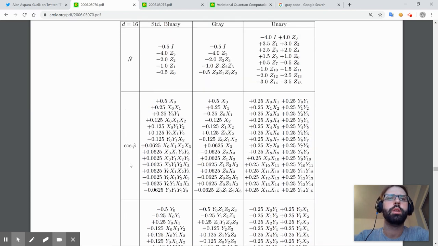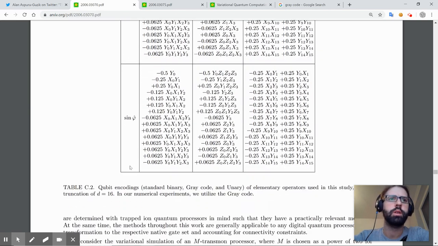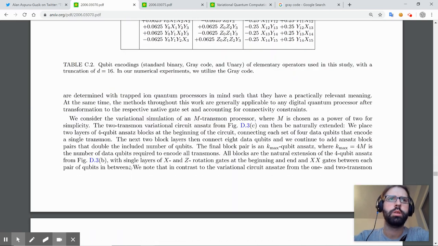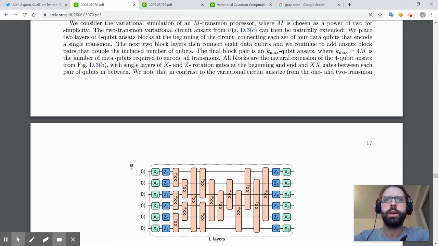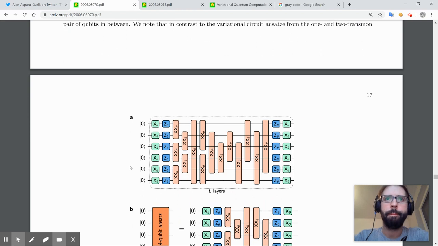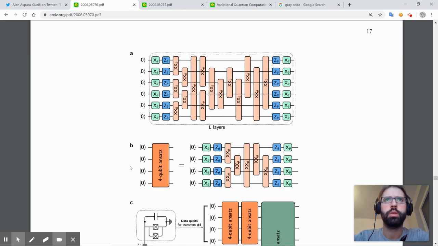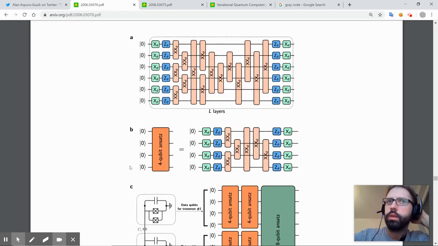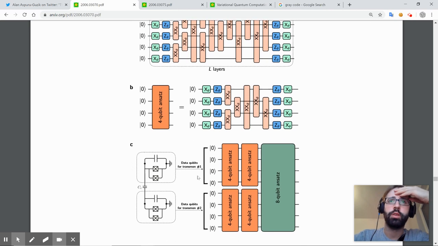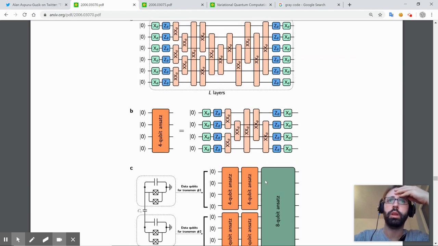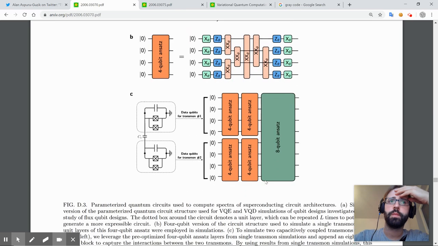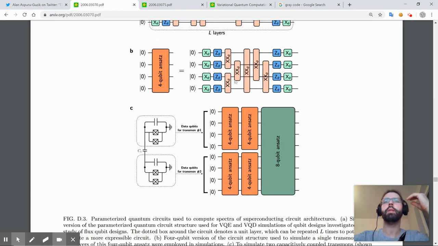What are those, the cosine and the sine here? Here we go, some circuit. L layers. What is this? Okay, so the 8 qubit ansatz. So those are the building blocks to simulate those components. The 4 qubit ansatz. I'd like to understand how this ansatz is constructed.